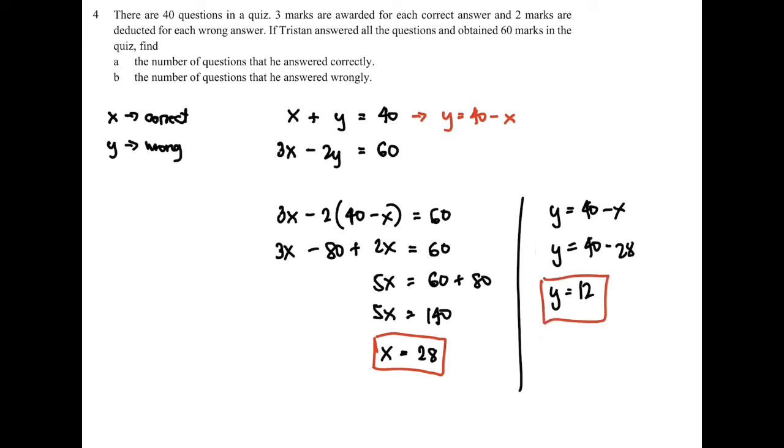Therefore, there are 28 correct answers in Tristan's paper, and 12 wrong answers. So that is number 4.